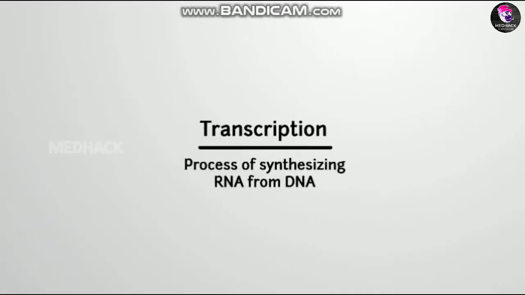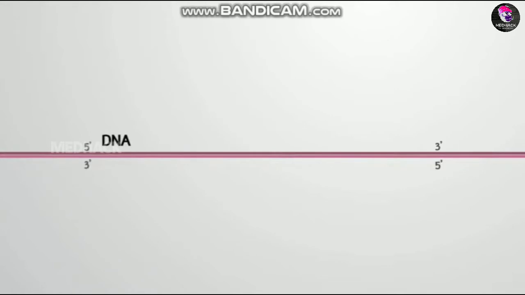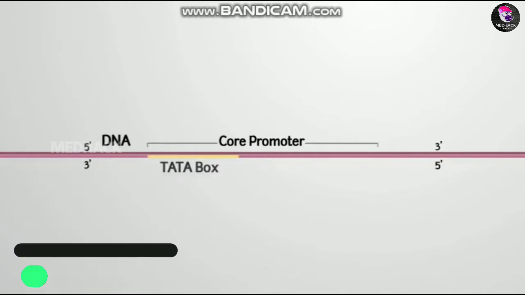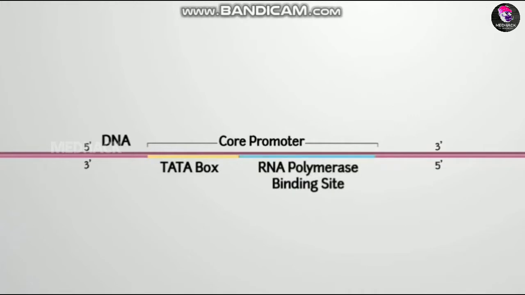Transcription is the process of synthesizing RNA from a DNA template. In the nucleus, the transcription pre-initiation complex assembles around the core promoter of a gene, which includes a general transcription factor binding site, here a TATA box, a binding site for the RNA polymerase, and the transcription start site.